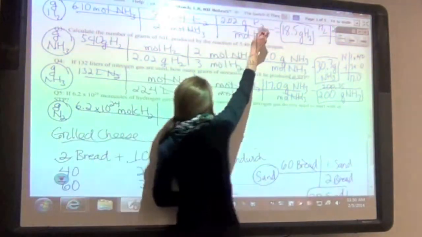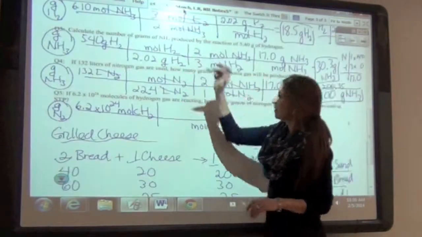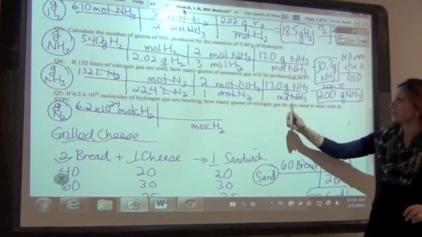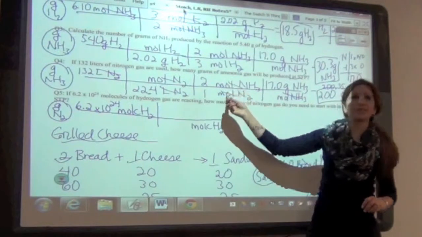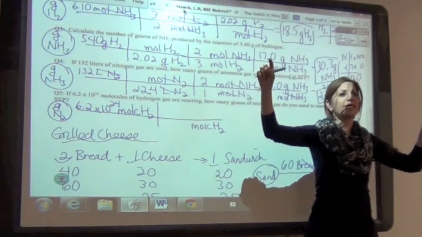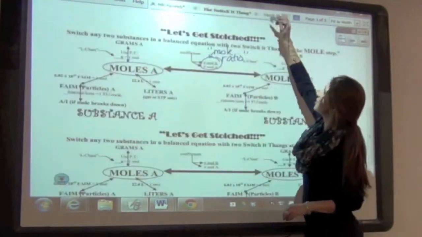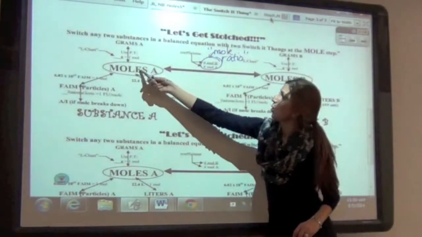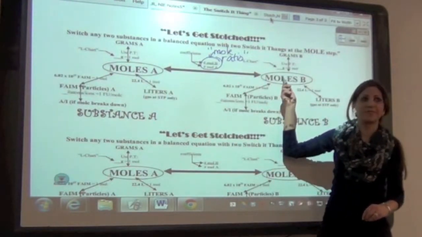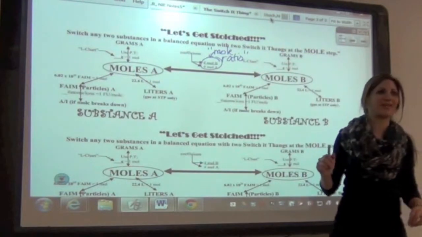Okay, for the last one we just did. Yep. The 4. Yep. Okay, how did you get from like N2 to NH3? So that's your ratio. That's the only way that you can get across. That's like your plane ride. From one substance to another, you have to do the mole ratio. So if you're looking at your switch it thing, you need to get to moles in order to cross over to the other substance. So this is all substance A, that's all substance B. So that's how you're going to get across.